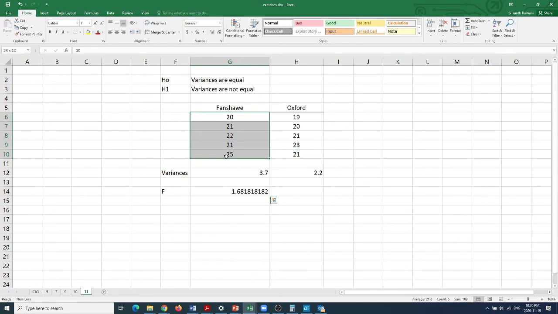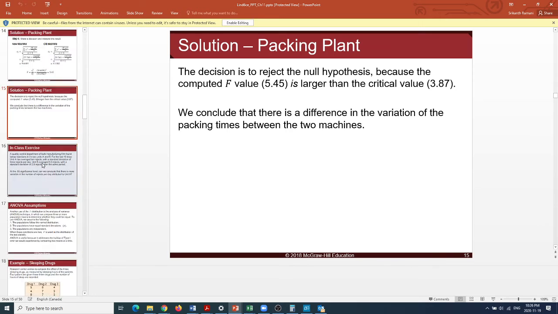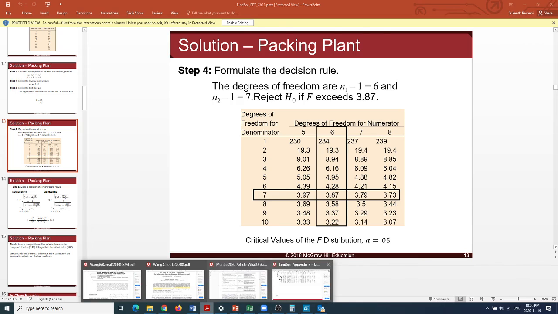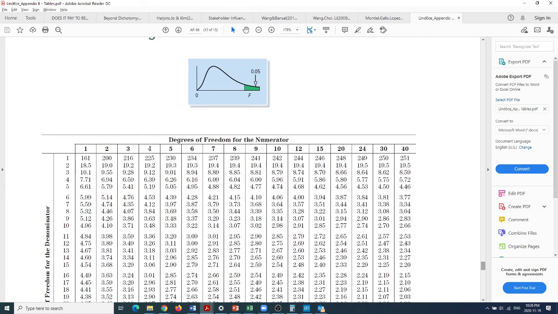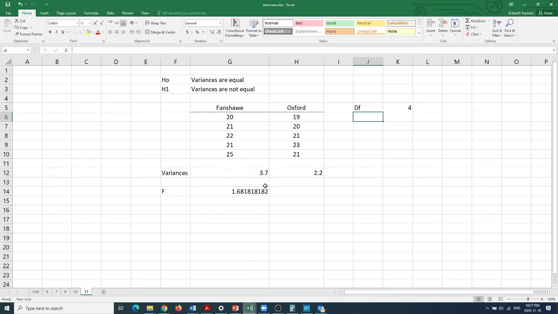If you want to figure out the degrees of freedom, the degrees of freedom are 4 for both scenarios. So let's go to the same table from your PowerPoint and look at the table. The degrees of freedom is a lot smaller here. It's not shown here, but when you go to the table and actually look, with degrees of freedom of 4 and degrees of freedom of 4, the critical value is 6.39. So that is our critical value.